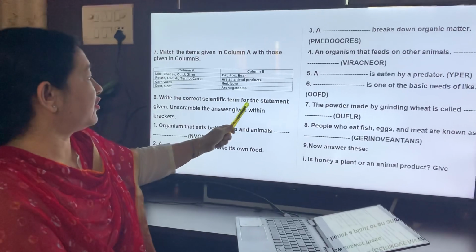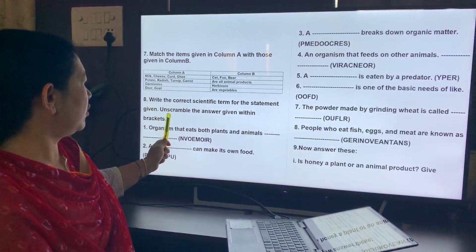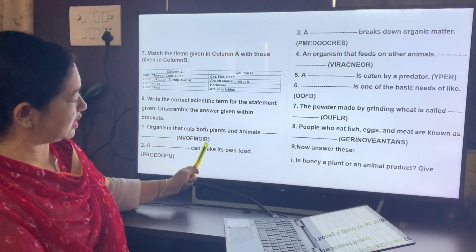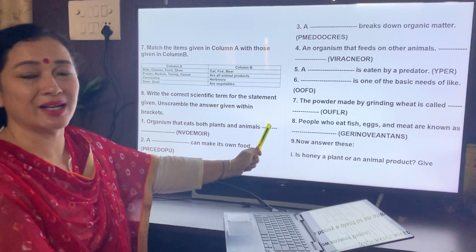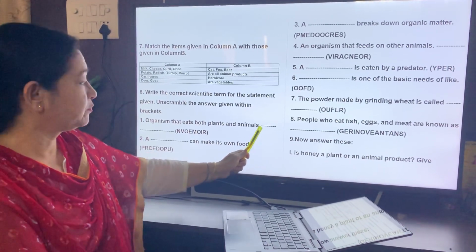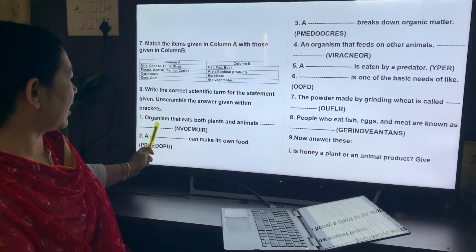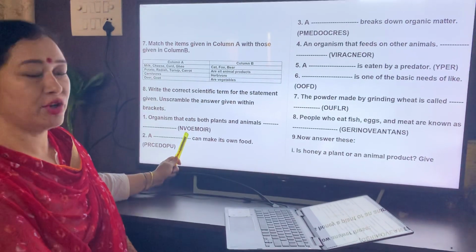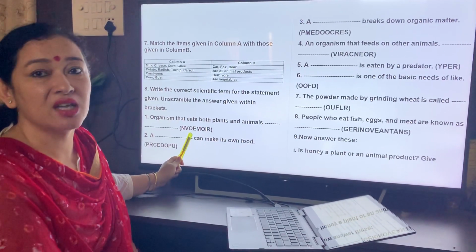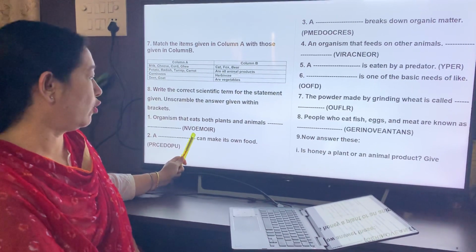Write the correct scientific term for the statements given below. You have to unscramble these words. These words are given. You have to unscramble and then you will get the right answer here. Okay. So, organisms that eat both plant and animal. So, I believe this is going to be omnivore. The answer will be omnivore.